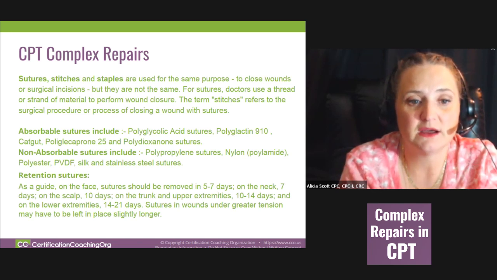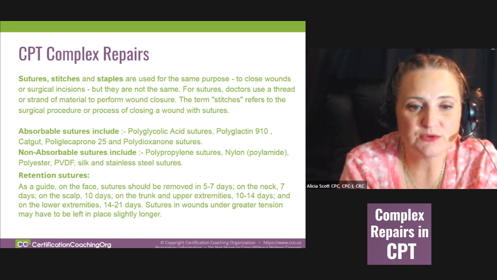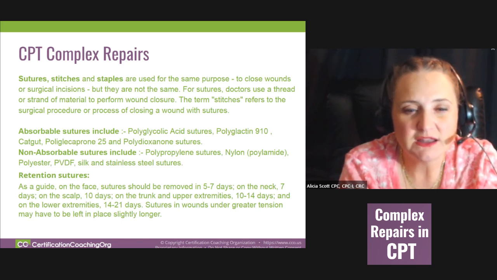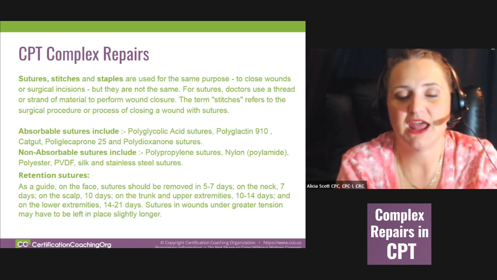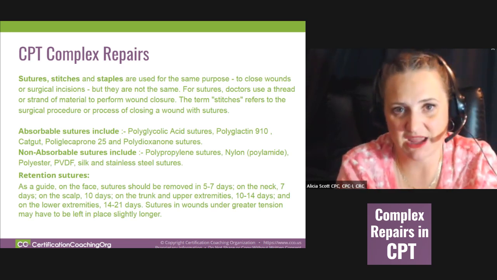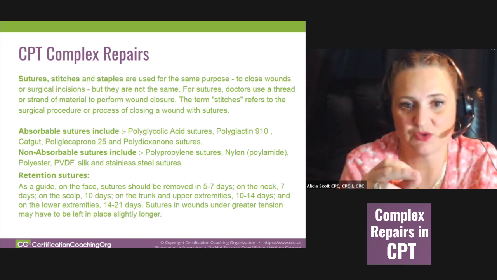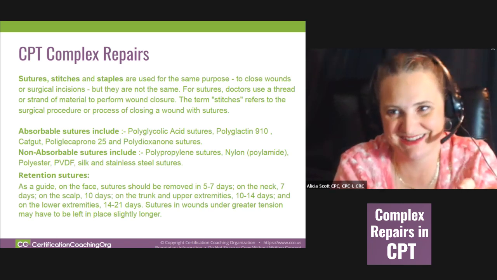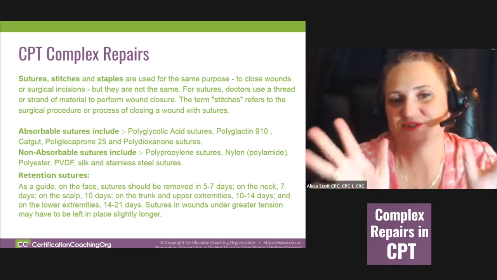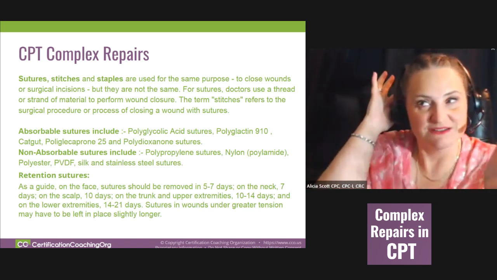We've got polyglecaprone 25, and let's see, polydioxanone sutures. Okay, and again, I never say these in my head. Never. I just look at the word and go, okay, and then I think to myself, cat gut, these are absorbable sutures. Okay, but they're not all cat gut.